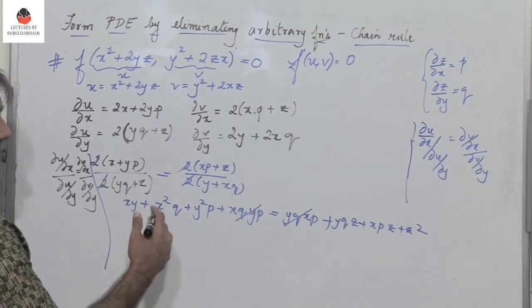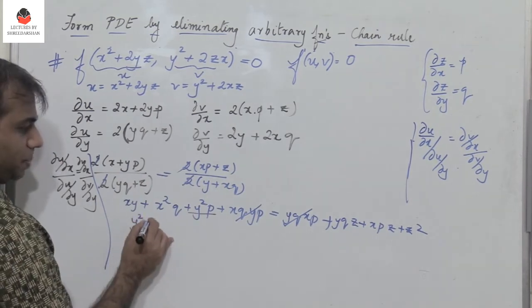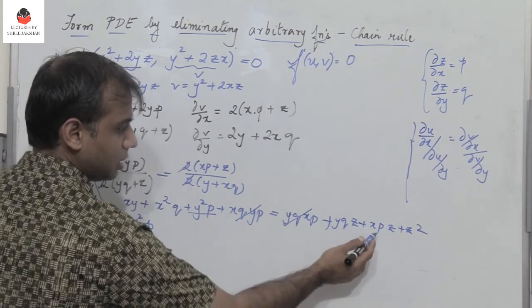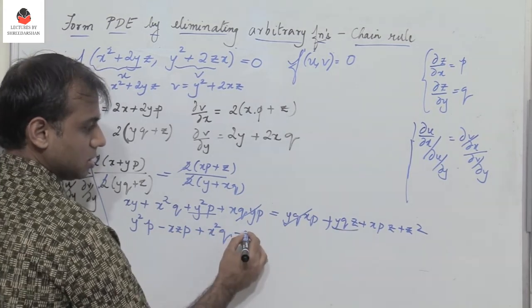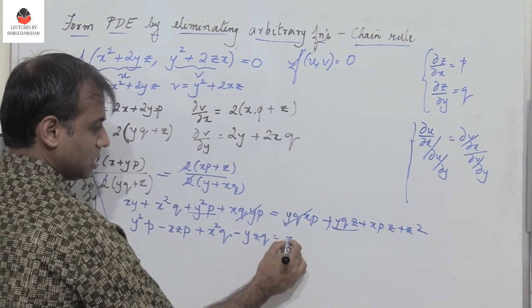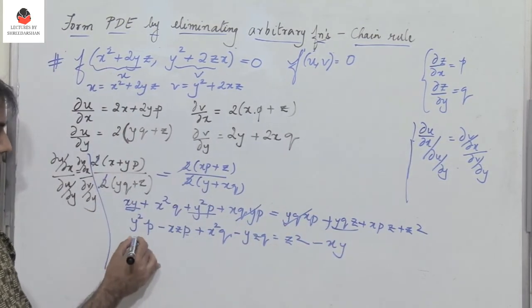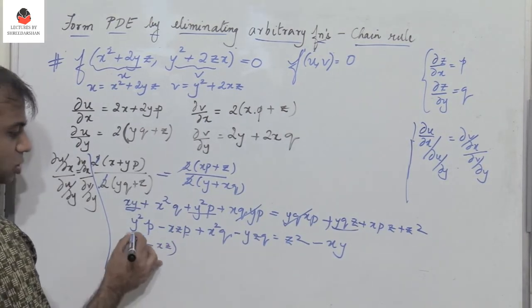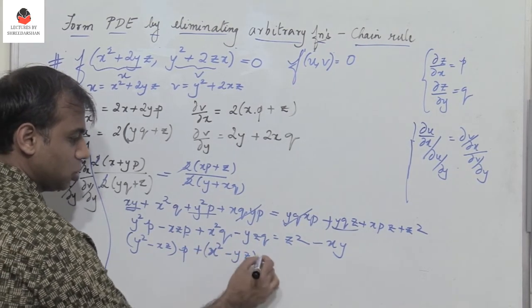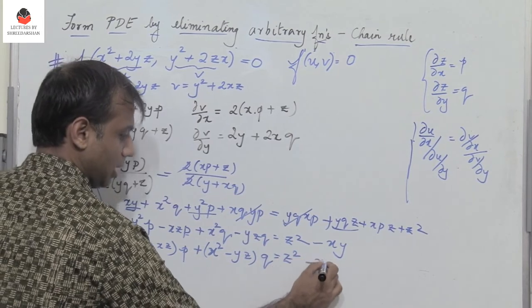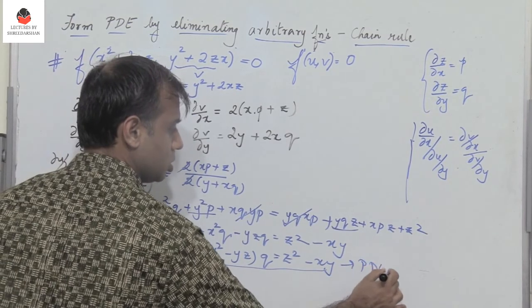So bring all the terms with p and q to one side and the remaining terms to the other side. So you have y square p, and then you have here minus xzp, and then plus x square q minus yzq equals z square, and take this term to the other side, you get minus xy. So take p common, y square minus xz into p plus x square minus yz into q is equal to z square minus xy. So this is the required partial differential equation.